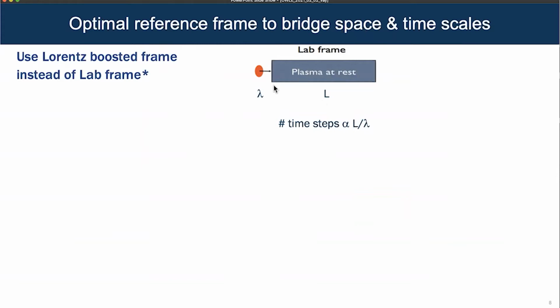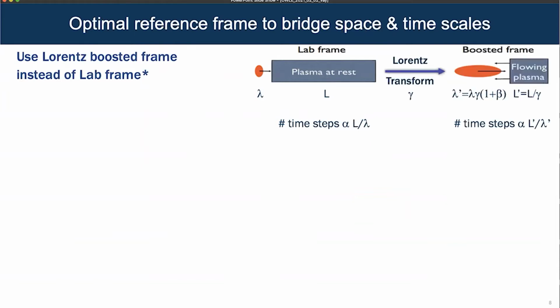If you look in the lab frame, you have a very long plasma at rest and, say, a laser beam with a very short wavelength. And the number of time steps that you need for the simulation of the laser to cross the plasma is proportional to the length of the plasma divided by the wavelength of the laser. That translates to many time steps.